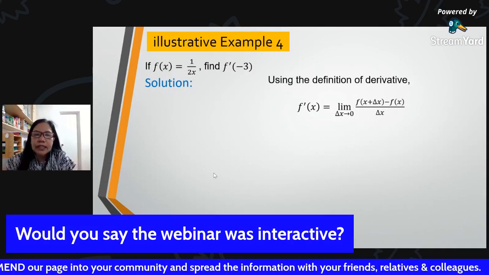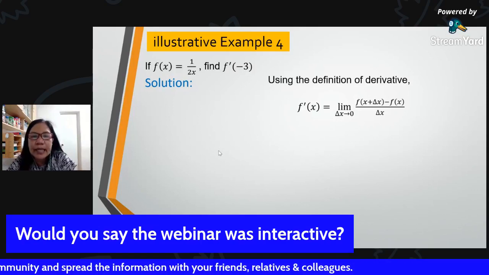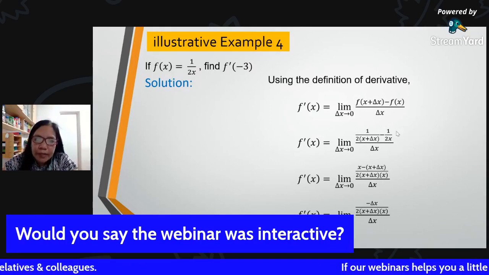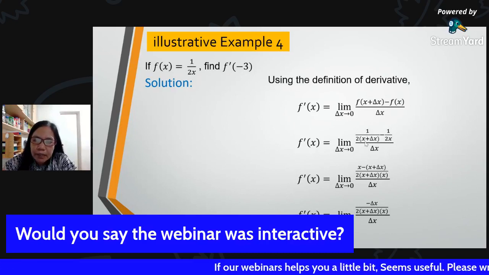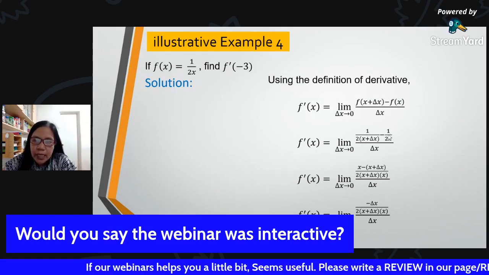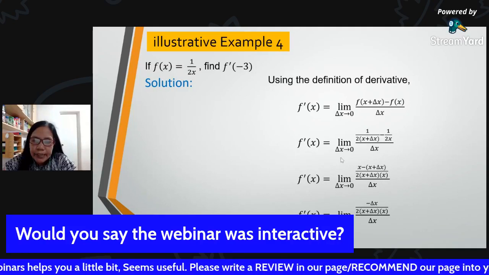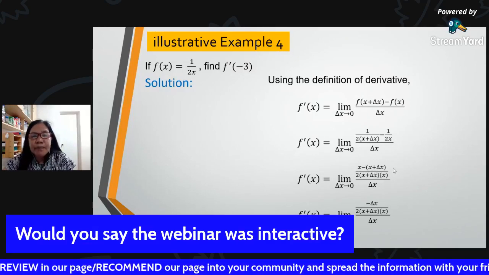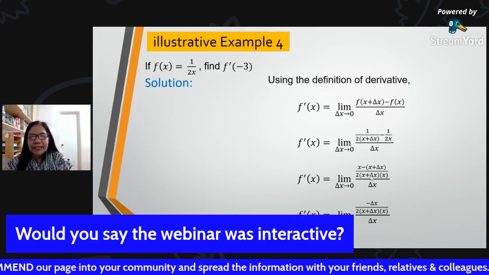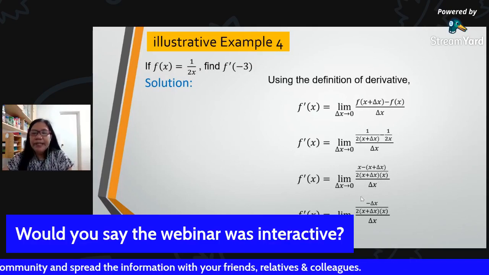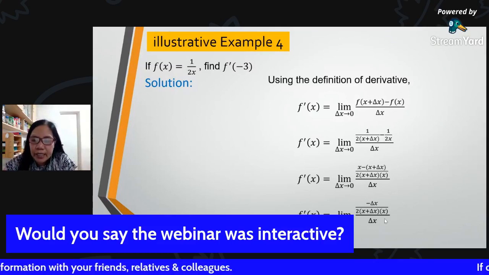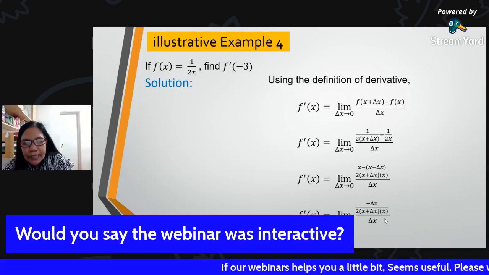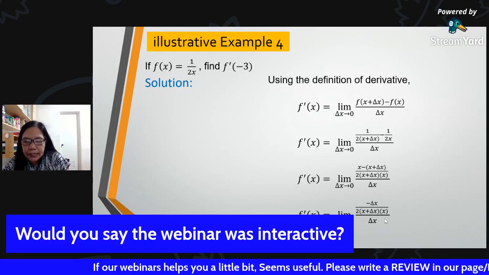Since the definition of the derivative is the same as the slope of the tangent line to the curve, the same procedure is what we are going to use. We have 1 over 2x, but our x is x plus delta x, minus 1 over 2x, all over delta x, as delta x approaches 0. So we have x minus quantity x plus delta x, times 2 times x plus delta x times x, over delta x. And simplifying this expression, we have negative delta x all over 2 times x plus delta x times x, all over delta x, as delta x approaches 0.